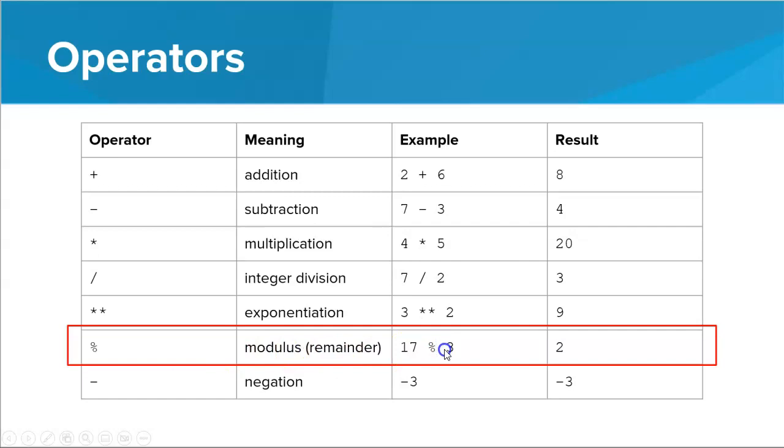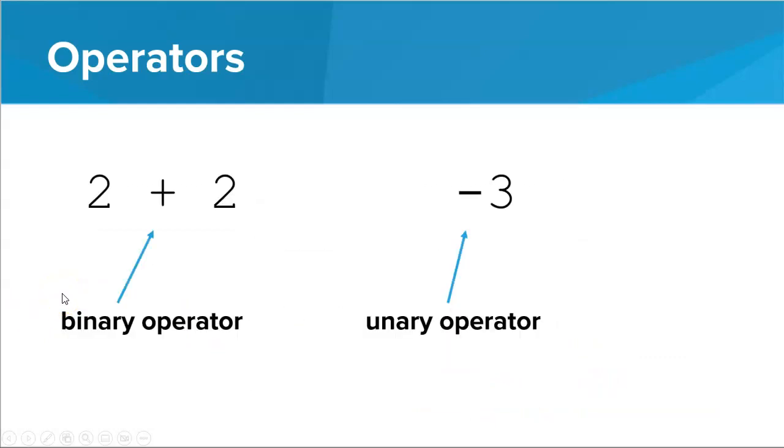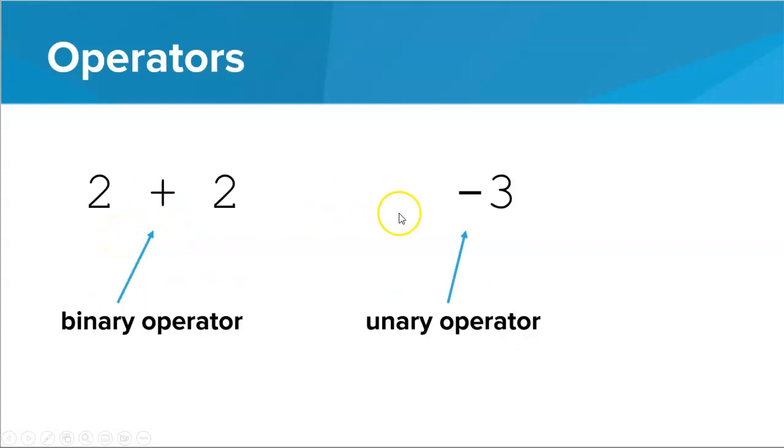Modulus, we used in Unit 2. This will give us the remainder. 17 modulus 3 will give us a result of 2. And then lastly, negation. This is using a negative number. For example, -3, the result is actually -3. As far as operators go, there is a binary operator versus a unary operator. Okay, binary meaning 2, unary meaning 1.